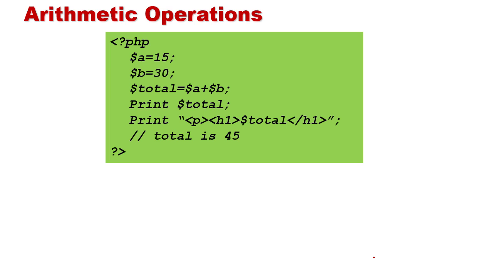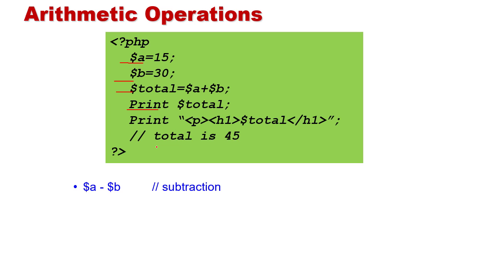Let us take one example for this. Suppose I declare the first variable a equals 15, the second variable b equals 30, and we create one more variable where the values of the two variables are added, and then using the print command we will display the total. So what will be the output? Total 45 will be displayed.